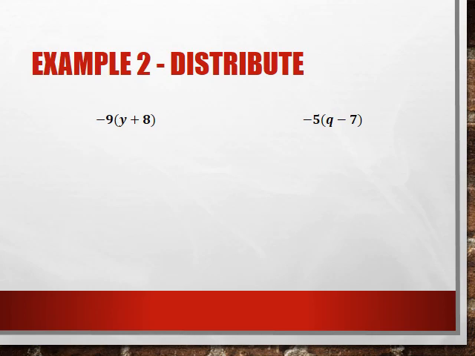Okay, so let's look at a couple more problems. Here I have negative 9 times y plus 8. Distribute that negative 9 to the y, and I get negative 9y. Distribute the negative 9 to the 8, and I get negative 9 times 8 is negative 72. Again, as you're writing it down, it becomes your minus sign. So my final answer is negative 9y minus 72.